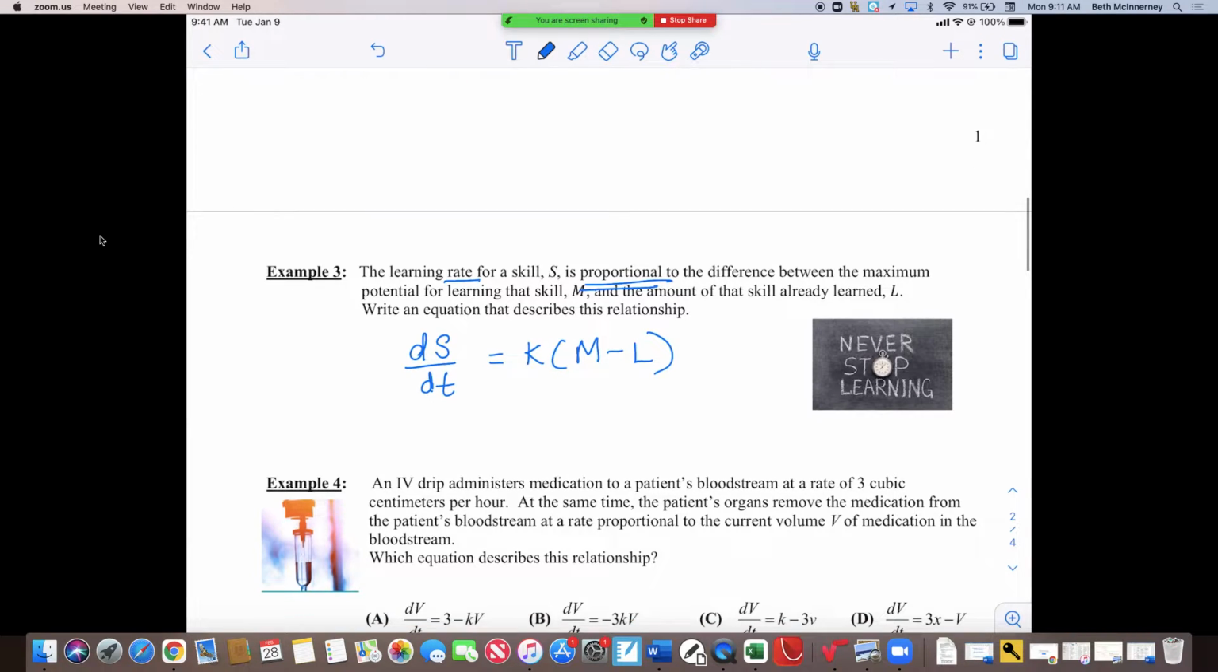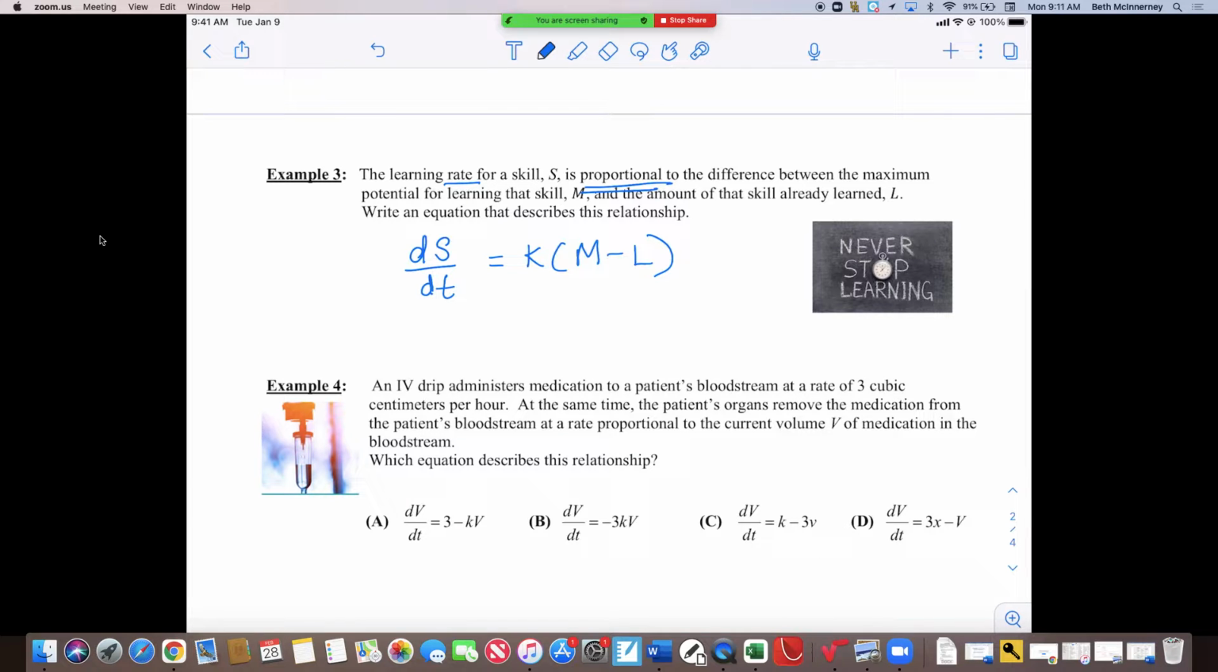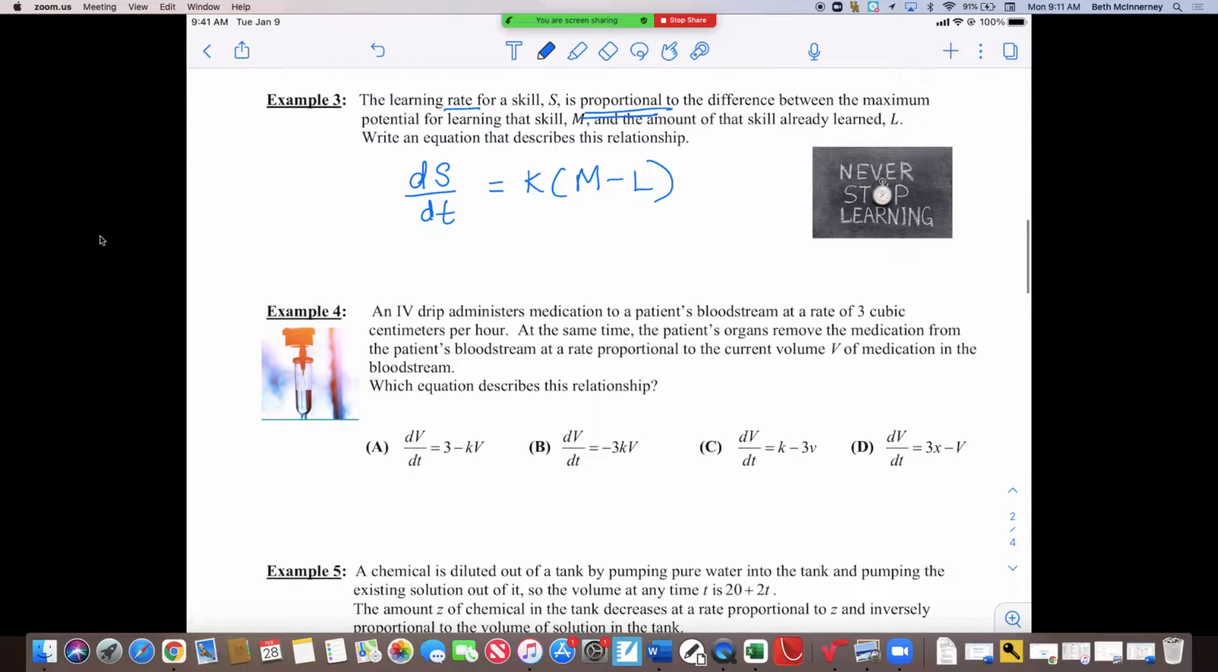So what's really kind of cool as we're going through these, do you see the different areas of application at the same time? So in chapter 7 and 8, we're going to get the punchline, okay, for why we were learning all the integral techniques, okay? Example 4. An IV drip administers medication to a patient's bloodstream at a rate of 3 cubic centimeters per hour. At the same time, the patient's organs remove the medication from the patient's bloodstream at a rate proportional to the current volume V of medication in the bloodstream. Which equation describes this relationship?